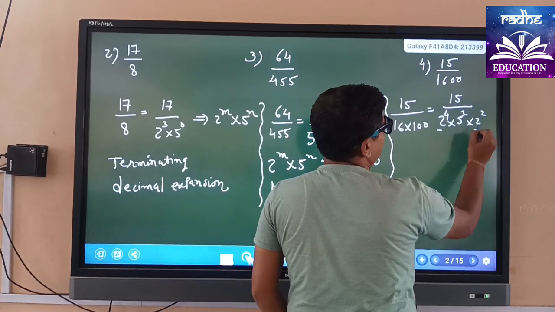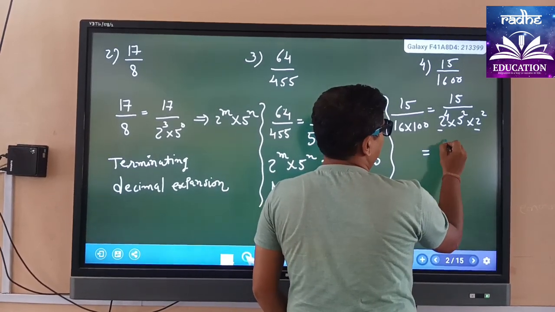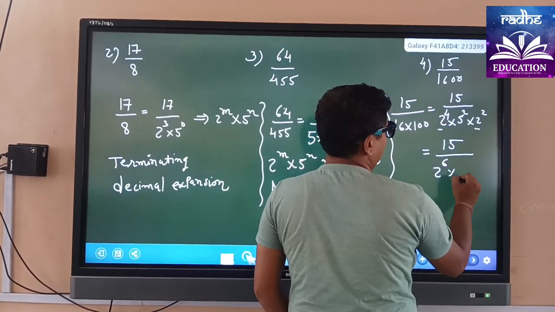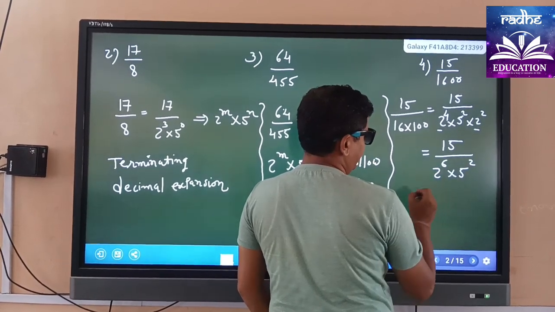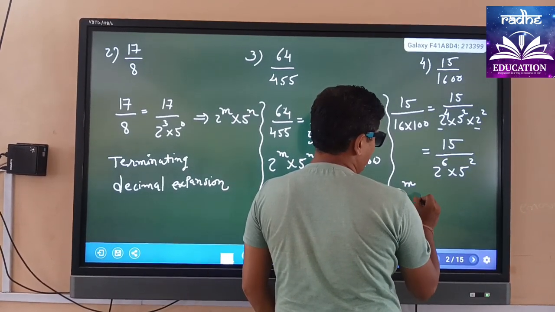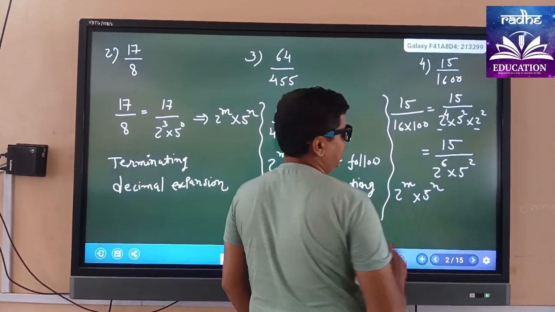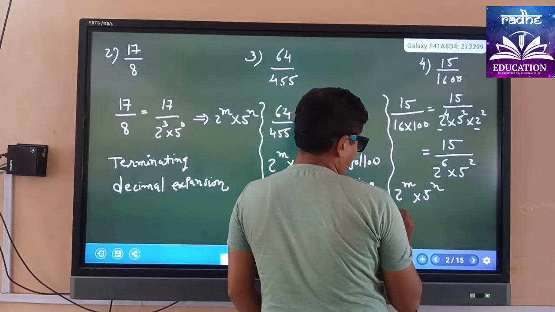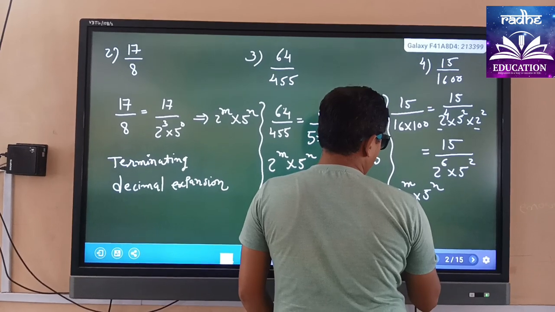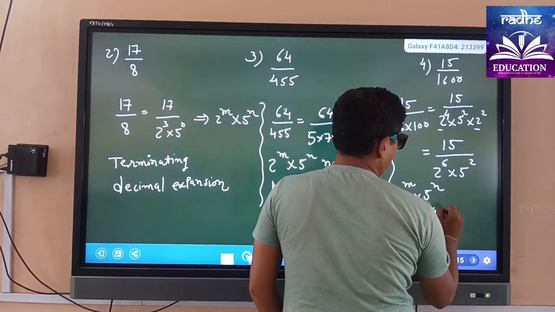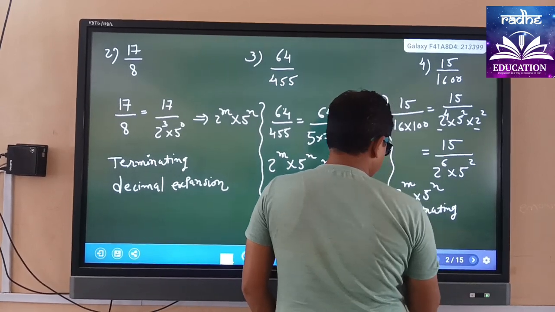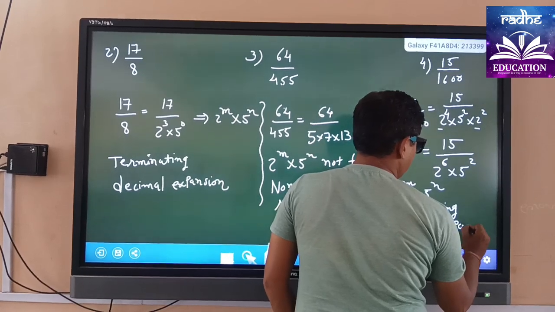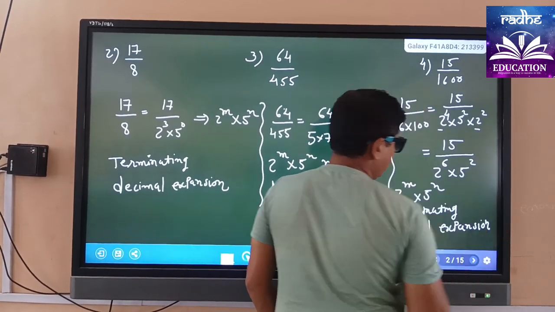This 2 raised to 4 and 2 raised to 2, we know their bases are the same, so we can write 15 divided by 2 raised to 6, 4 plus 2 is 6, into 5 raised to 2. We can say that this denominator is in the form of 2 raised to m into 5 raised to n, where m and n are non-negative integers. So we can say that it follows it. So this number is a terminating decimal expansion. I hope you get it.